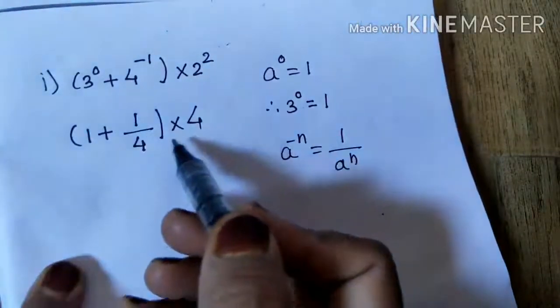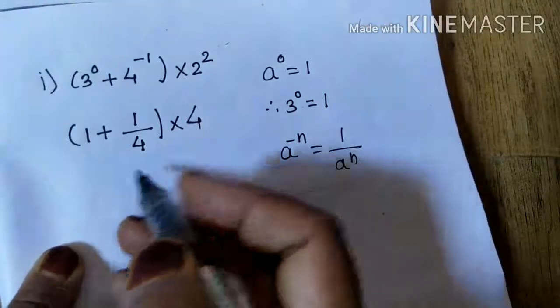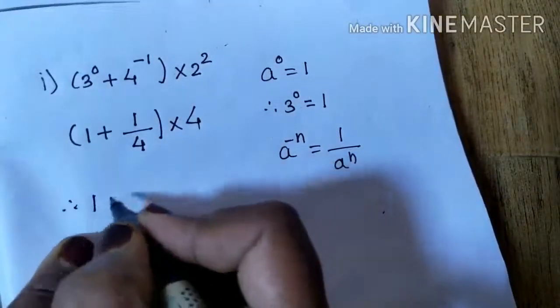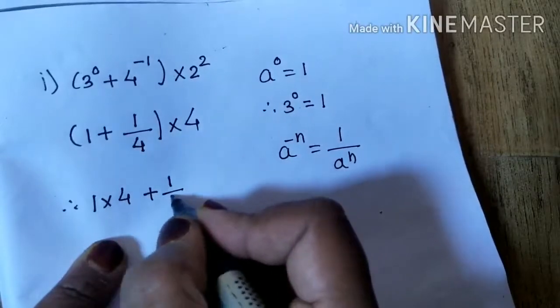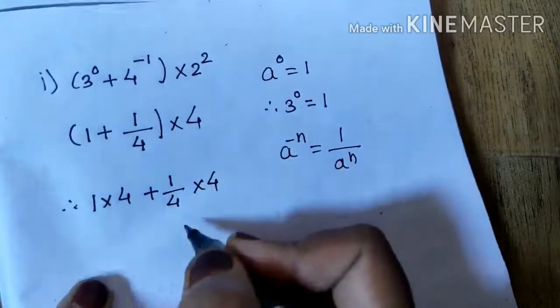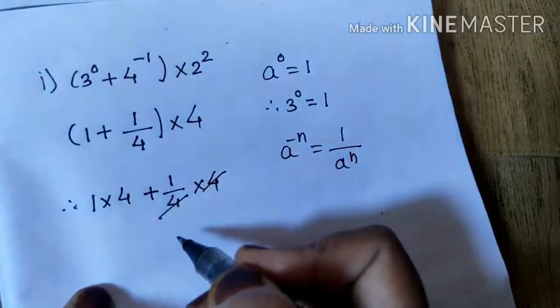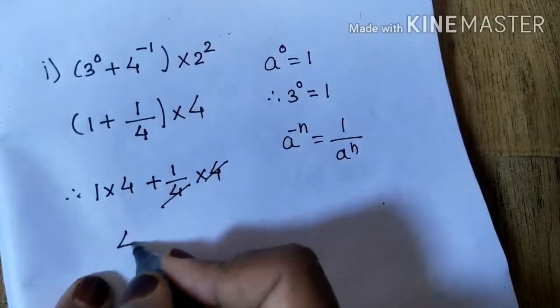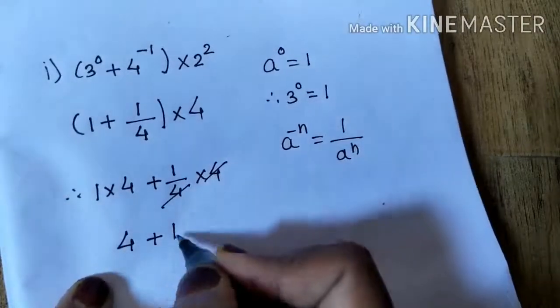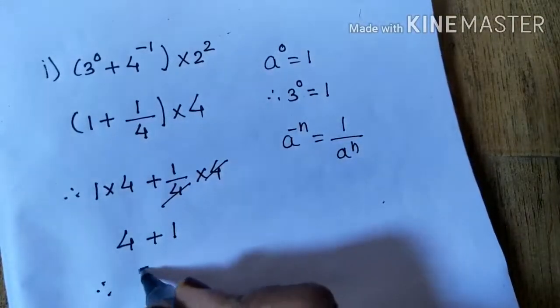Now this 4 we have to multiply to this whole bracket. Therefore, 1 into 4, plus sign as it is, 1 by 4 into 4. This 4 gets cancelled. Multiply 1 into 4, plus this 1 as it is. Therefore, the answer is 5.